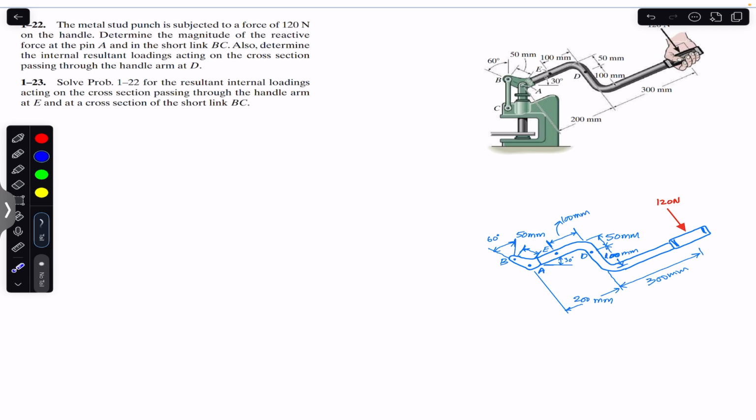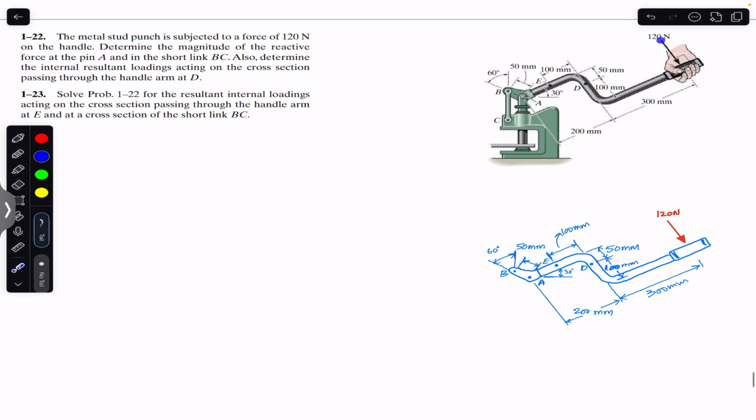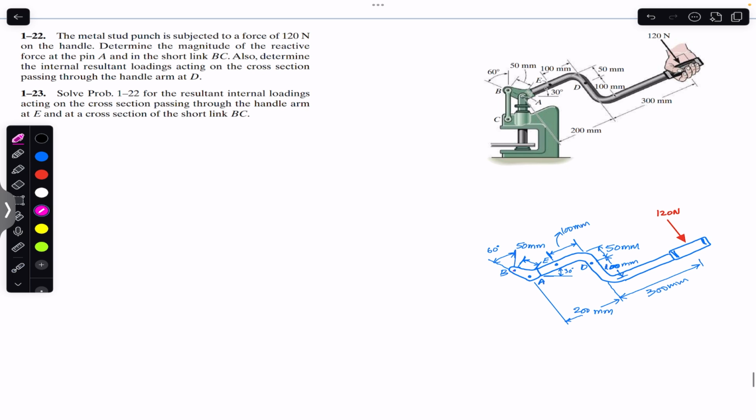Now as you can see, if this handle is subjected to 120 Newton force in this direction, it will apply the force on this BC link in the upward direction like this. And as a reaction, this BC link will apply the force on this handle in the downward direction. So if we consider this handle as a free body diagram, that BC link will apply the force on this handle in the downward direction. So let me show that force here. This will be the force of the BC link.